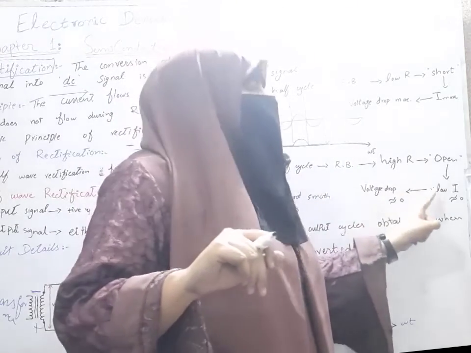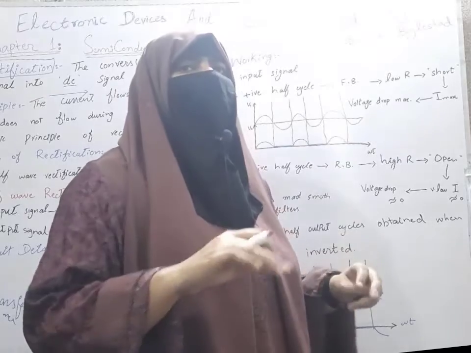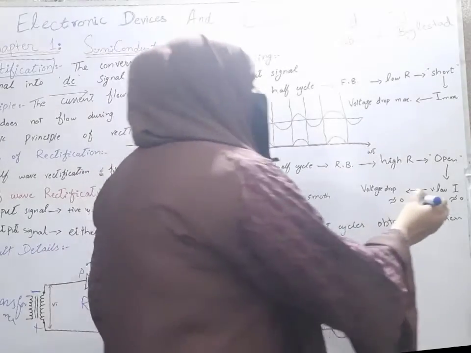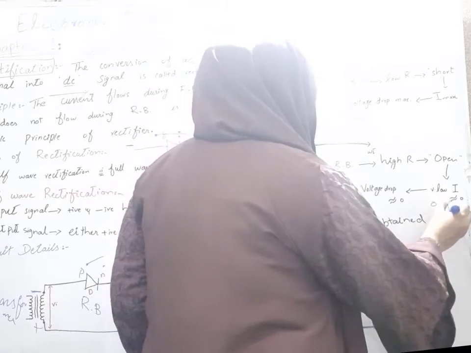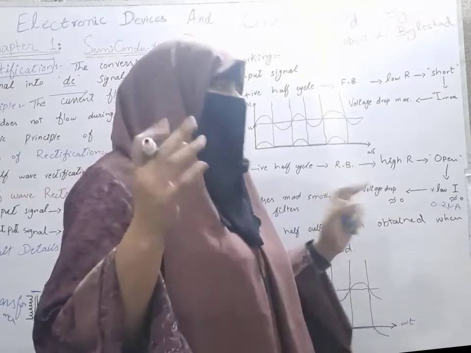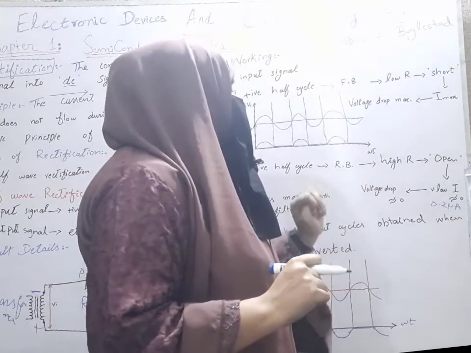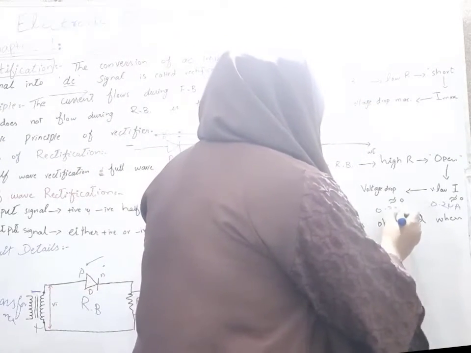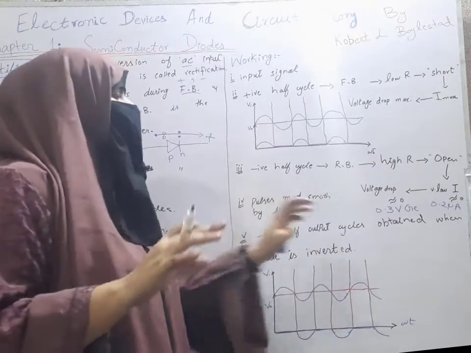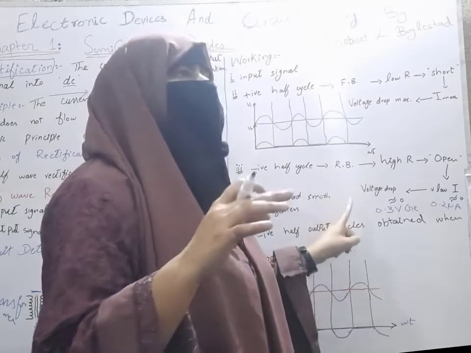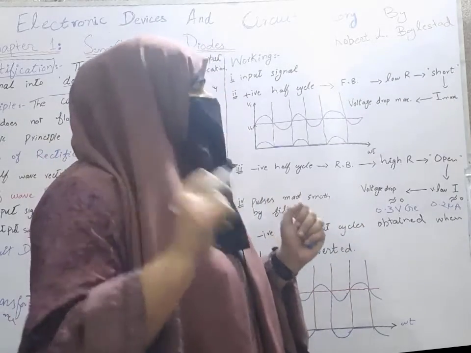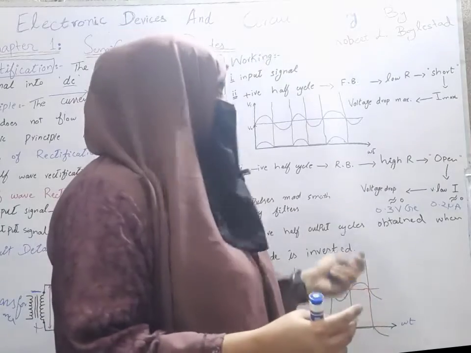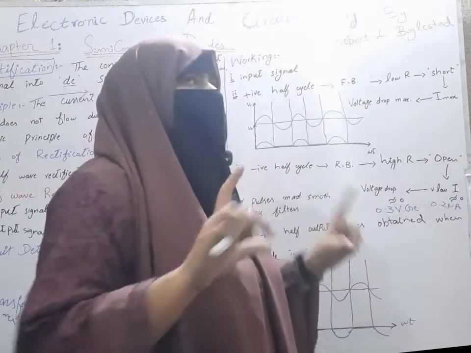Our current will be very low. It will be approximately equal to 0, not exactly equal to 0. It will be approximately 0.2 microampere, something like that. Its value will be in microampere or nanoampere. Voltage drop will be approximately equal to 0. It will be 0.3 volt for germanium, not exactly 0. These two values are exactly 0 only for the case of an ideal diode. But we have practical diodes, so these two values will not be exactly 0.